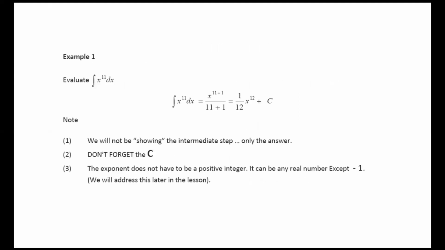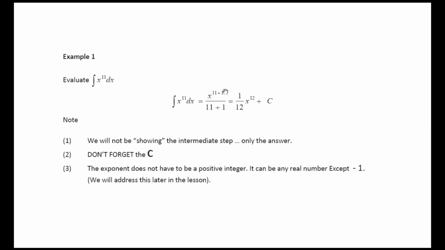Let's look at an example. Probably the easiest way to learn this formula. Evaluate x to the 11th dx. So what do we do? You add 1 to 11, over the new exponent, which is 11 plus 1. Of course, 11 plus 1 is 12. And so this is x to the 12th over 12, or we write 1/12 x to the 12th plus c. You must include the plus c.